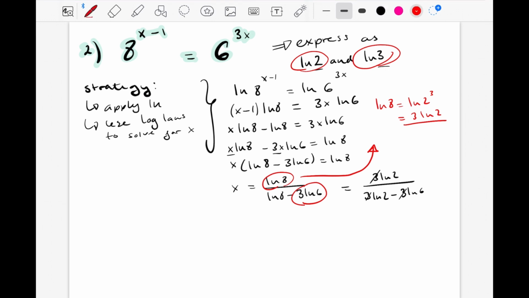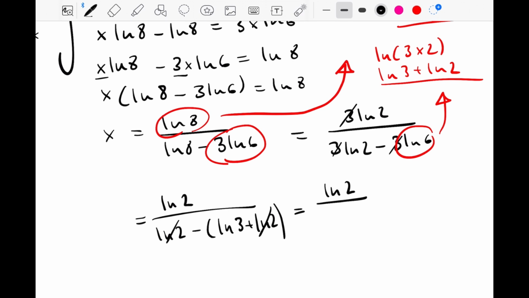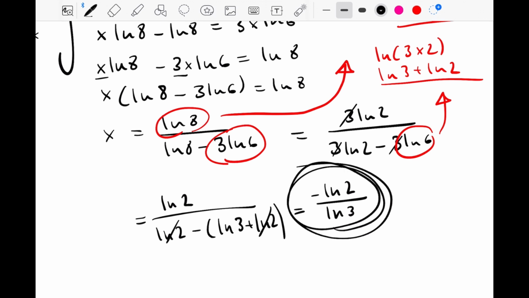What else we can see is that the natural log of 6 can be written as the natural log of 3 times 2, which can be written as the natural log of 3 plus the natural log of 2. And where we go from here is write this as the natural log of 2 over the natural log of 2 minus the natural log of 3 plus the natural log of 2. These two cancel each other out, and now we have the natural log of 2 over the negative natural log of 3. And this is our final answer.